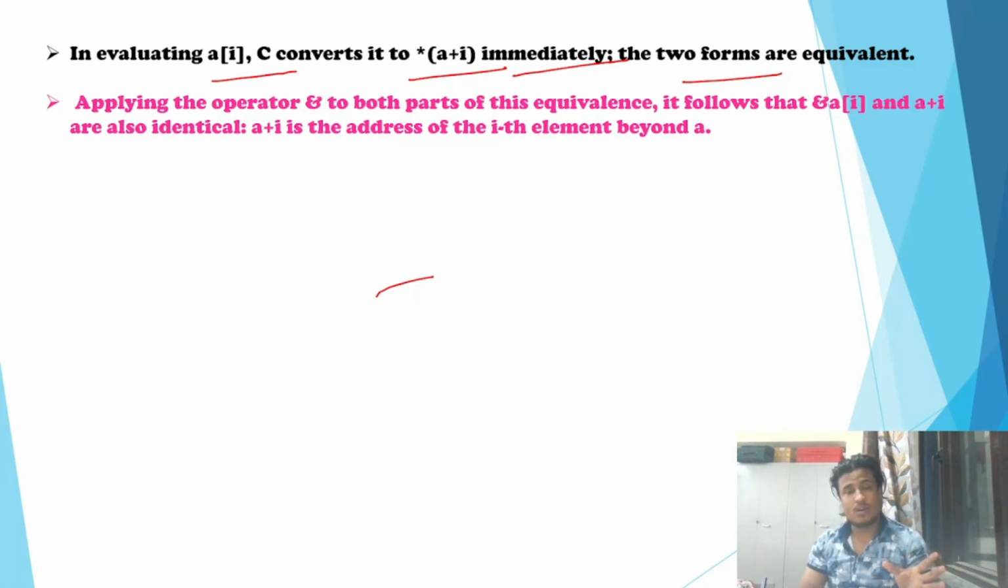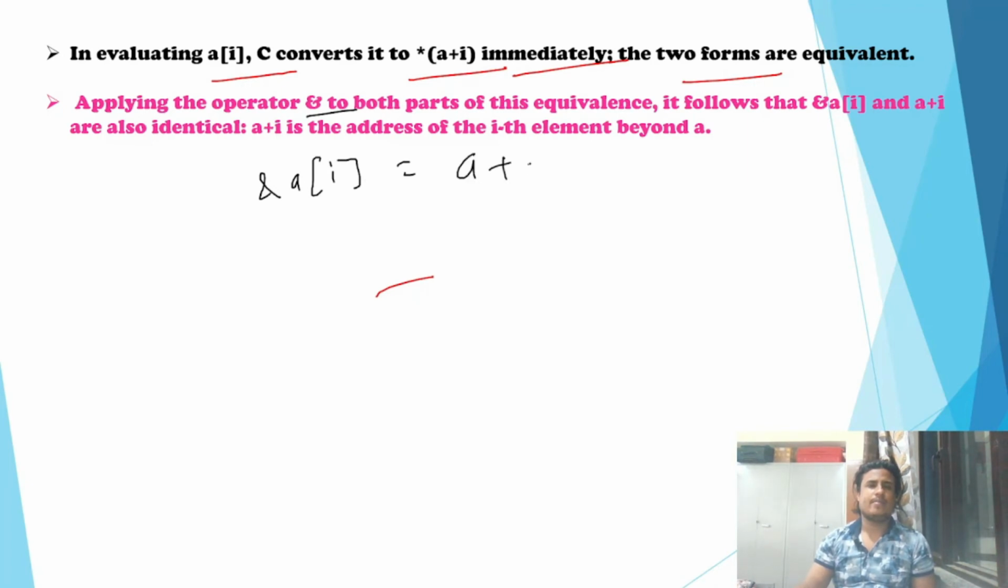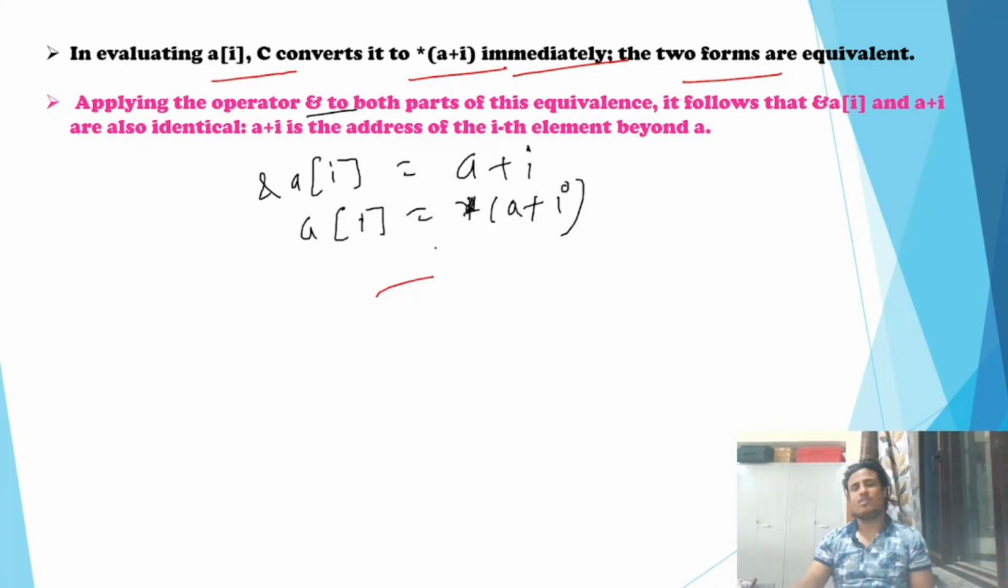Don't worry if you are not getting it from the theory part, you will definitely learn from the coding part. What I was trying to say: applying the address-of operator, &a[i], is similar to a + i, and a[i], as I already told you, is similar to the value at *(a + i), which I have shown you. It's a very simple logical thing, because an array is a continuous block of memory, so each element increment will increment the address.